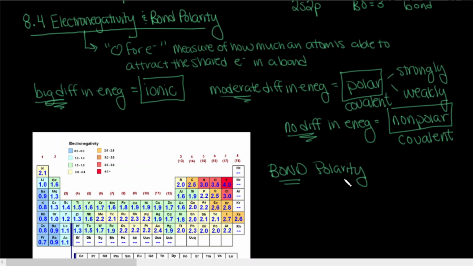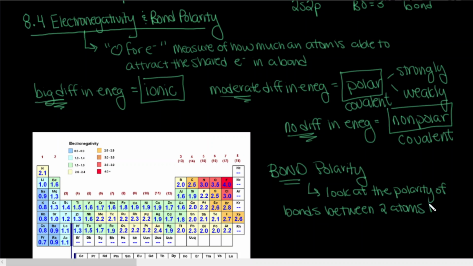Bond polarity is a measure of that difference of love for electrons between just 2 atoms, okay? Looking at the individual polarity of the bonds between 2 atoms. So today we are going to look at the polarity of bonds between two atoms in a molecule.